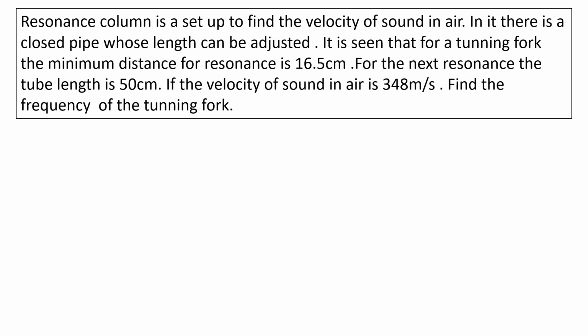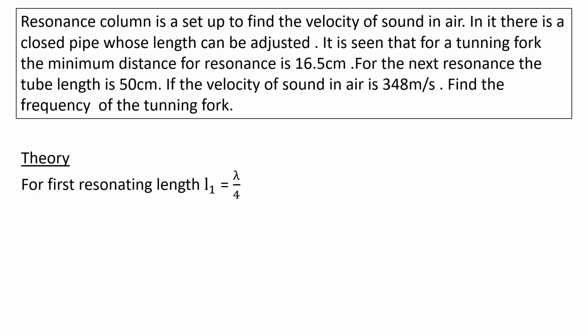Resonance column is a setup to find the velocity of sound in air. In it there is a closed pipe whose length can be adjusted. It is seen that for a tuning fork, the minimum distance for resonance is 16.5 cm. For the next resonance, the tube length is 50 cm. If the velocity of sound in air is 348 meter per second, find the frequency of the tuning fork.